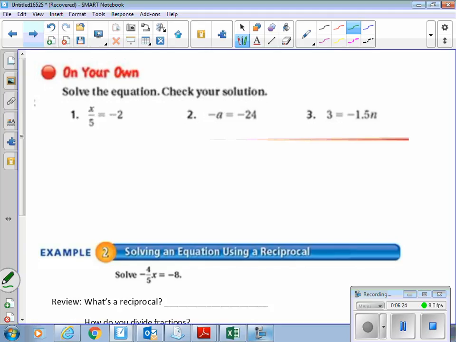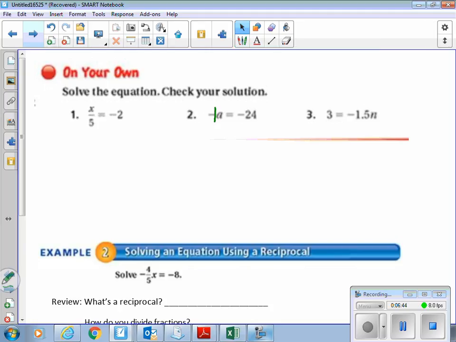And if you see a multiplication problem, you should be dividing on both sides to get the variable alone. Just as a quick reminder, in number 2, since you have negative a, think about what number is in front of that a. The only invisible number in front of a variable would be 1. So this says negative 1 times a, and you're going to get rid of that negative 1. So go ahead and do those 3 problems, then come back and check.